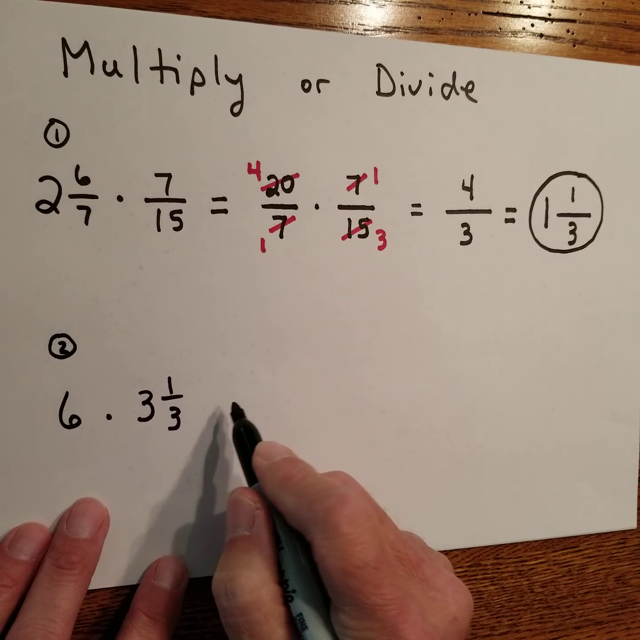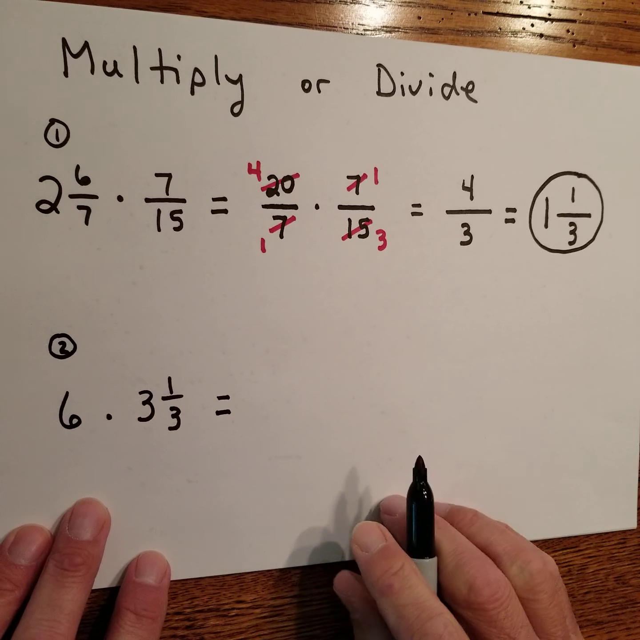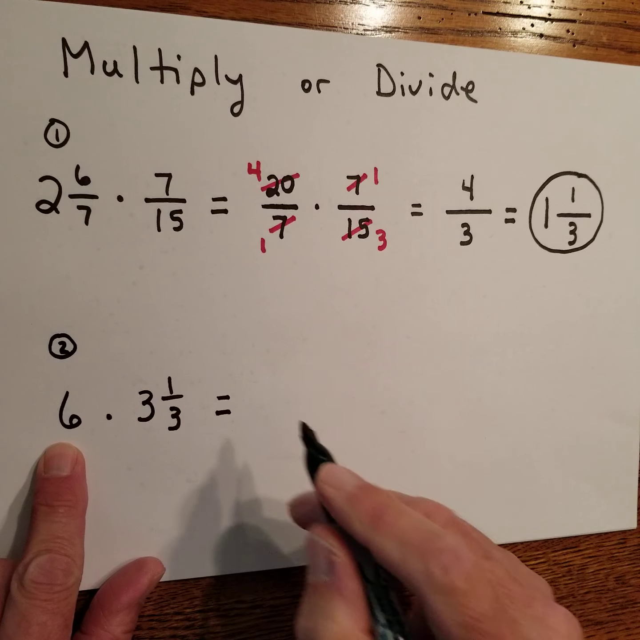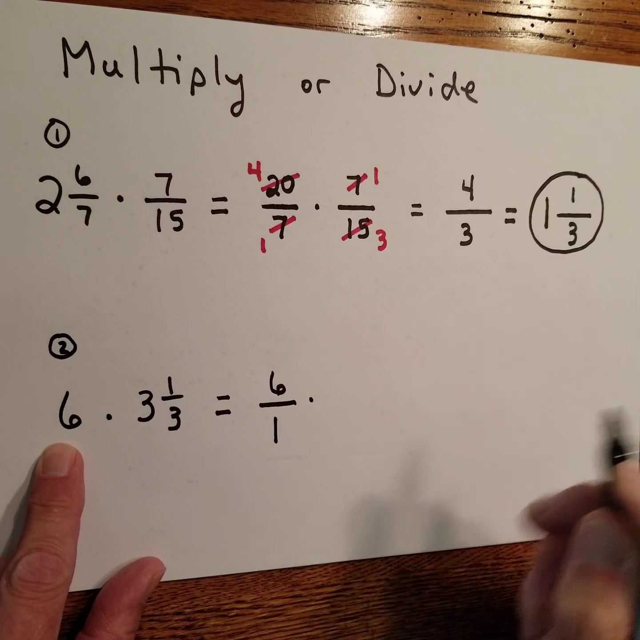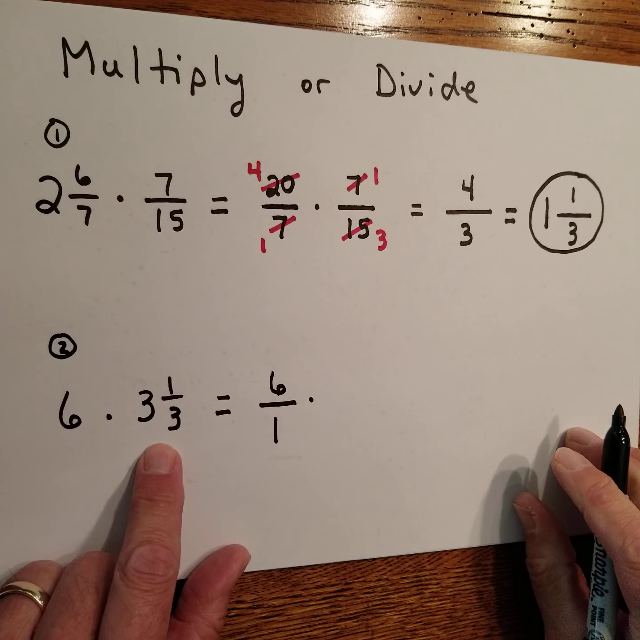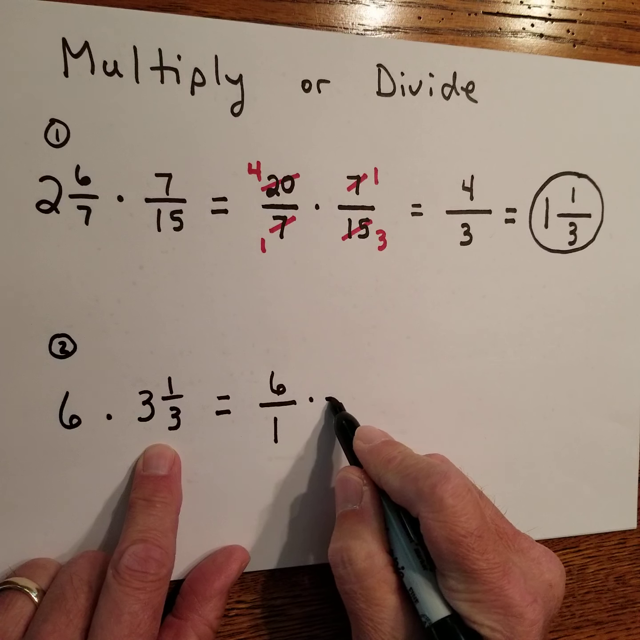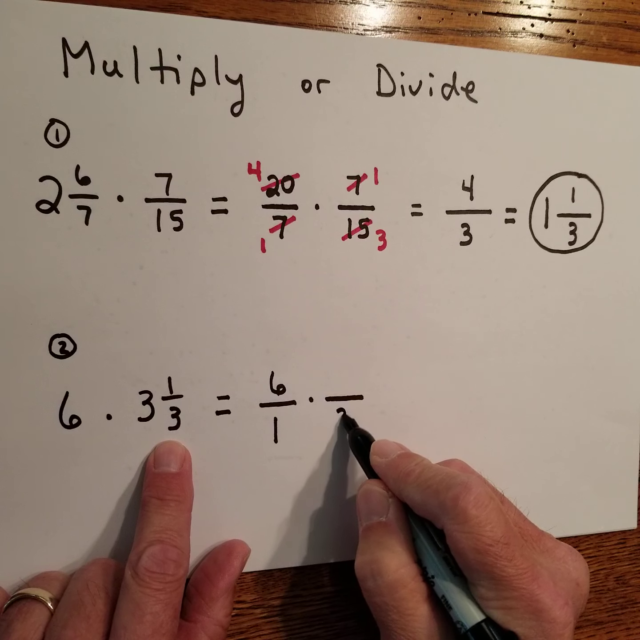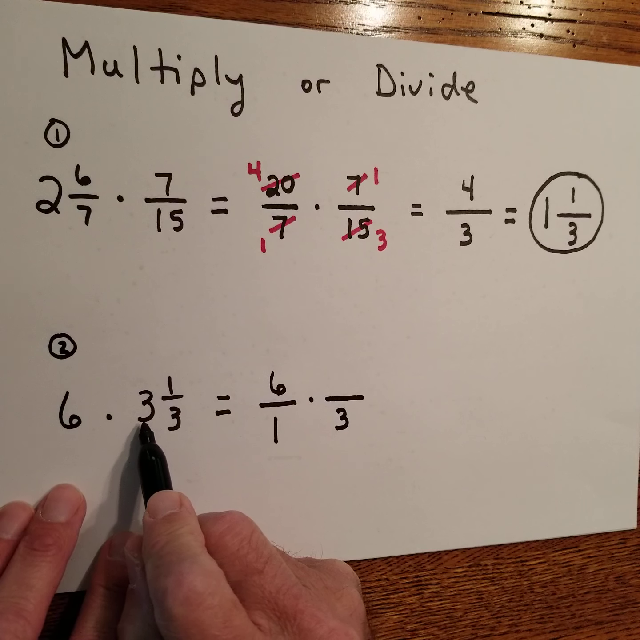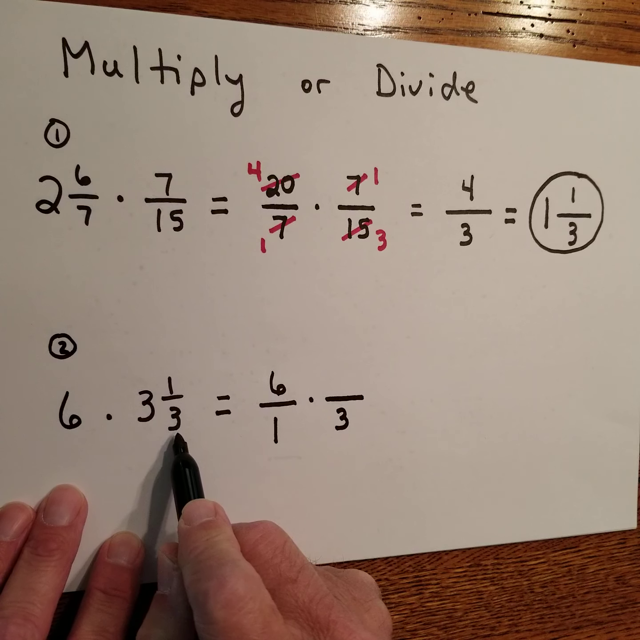Let's try number 2. In number 2, the first number is a whole number. Let's make it look like a fraction. We'll put it over 1. The second number is a mixed number. Let's change it into an improper fraction. So I'll keep the denominator. And then it's 3 times 3 plus 1.